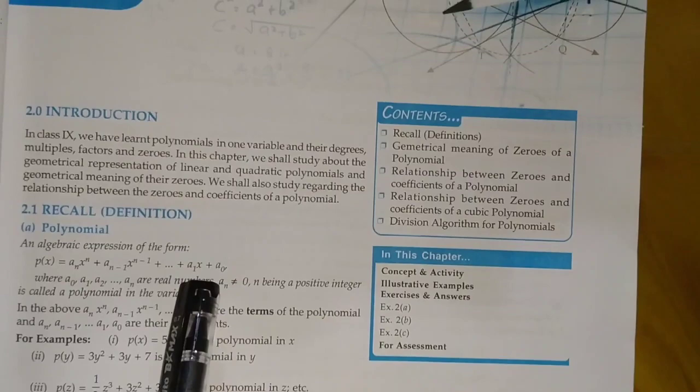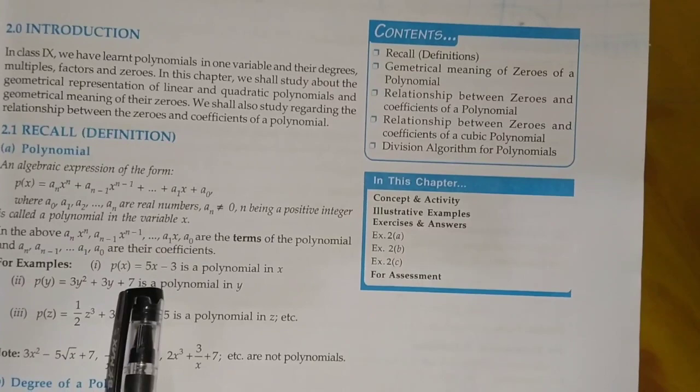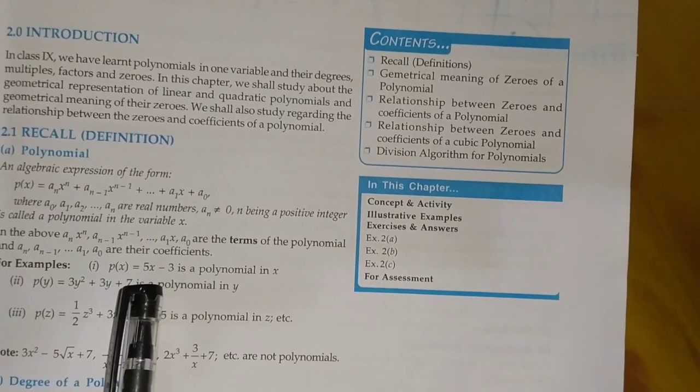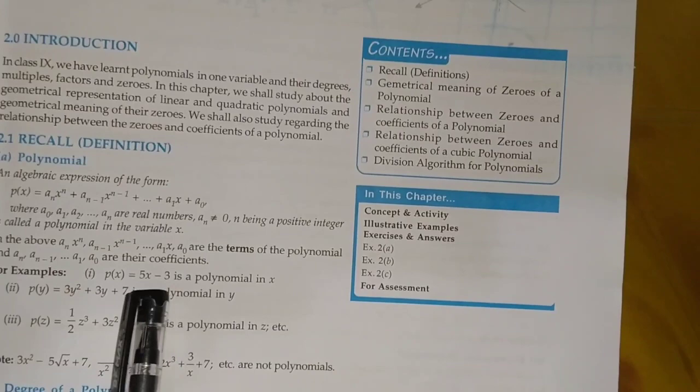For example, p(x) = 5x - 3 is a polynomial in x. This is a polynomial in x.